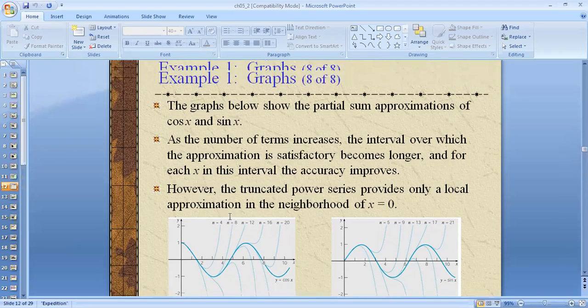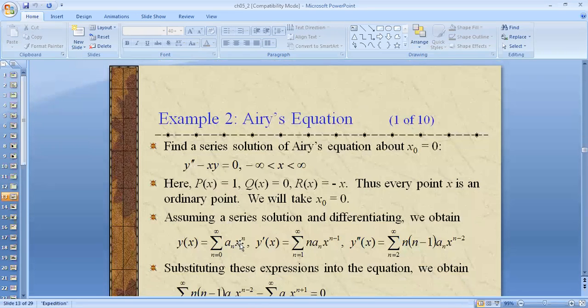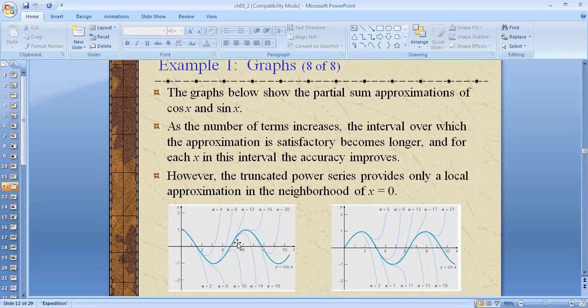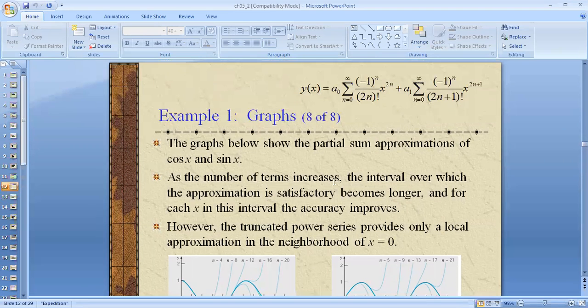Okay, this is why we get positive and negative values. So this is the geometrical interpretation of the power series solutions of this equation.